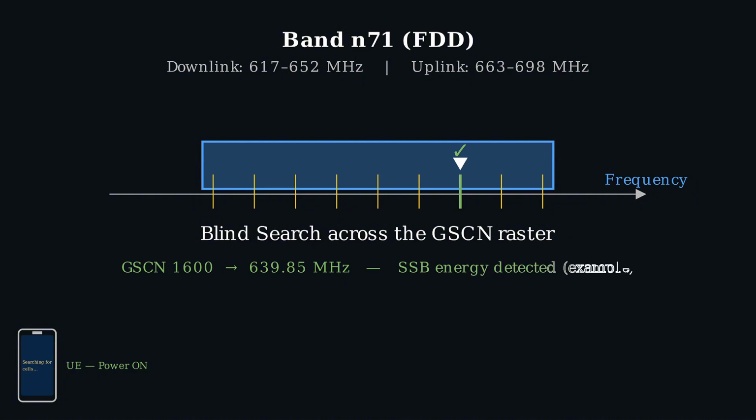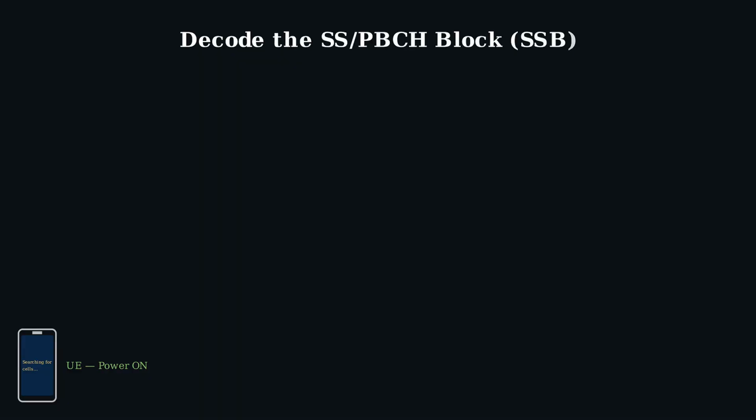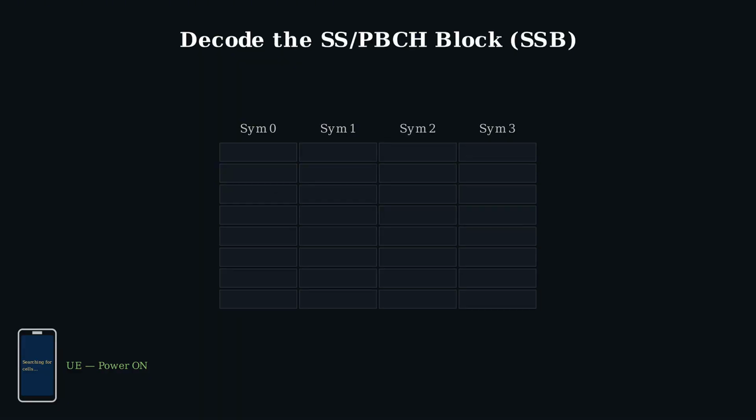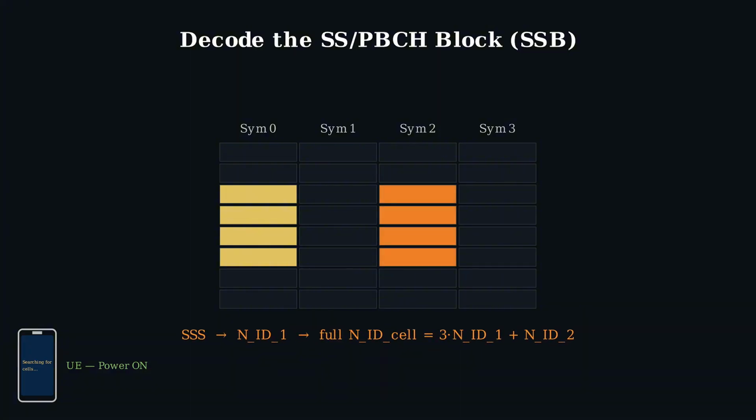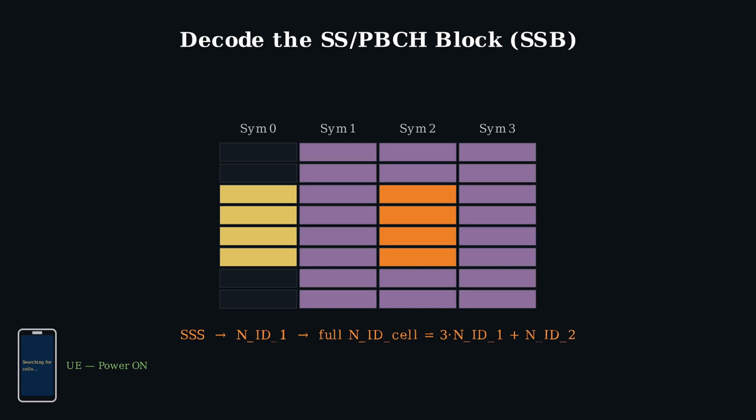Now it decodes the PBCH block, the SSB. Firstly, the primary synchronization signal is decoded. This gives the UE symbol timing plus one part of the cell identity. Next, the SSS, which is the secondary synchronization signal. Together with the PSS, the SSS forms the full physical cell ID. The remaining symbols carry the PBCH, which delivers the master information block. This includes the system frame number, the subcarrier spacing in use, and critically, the offset to point A.